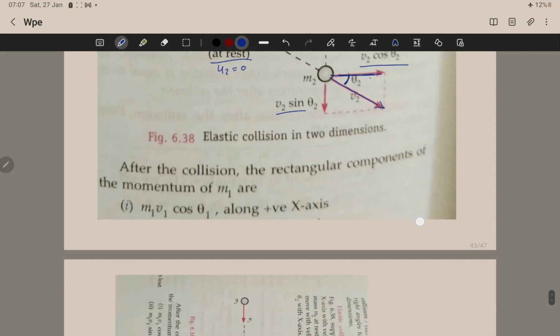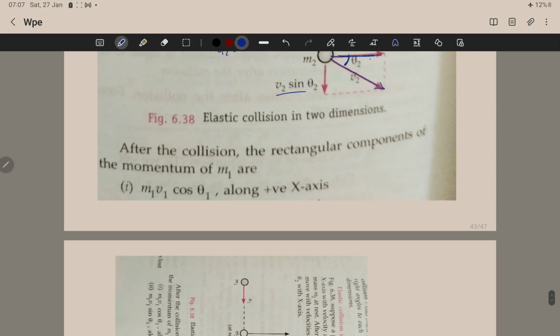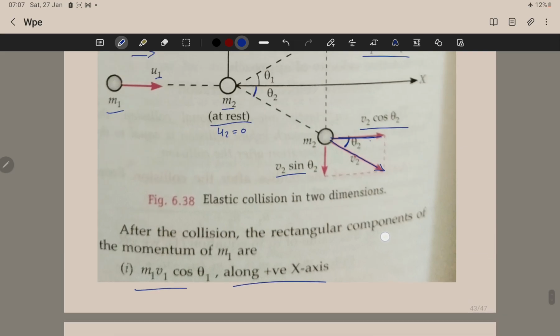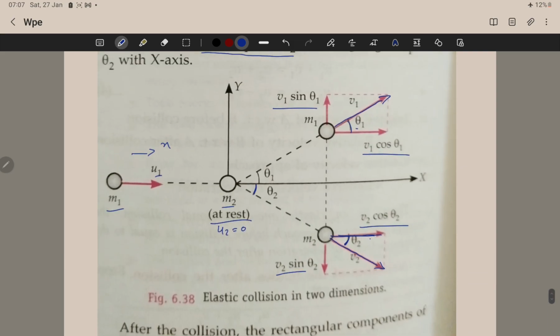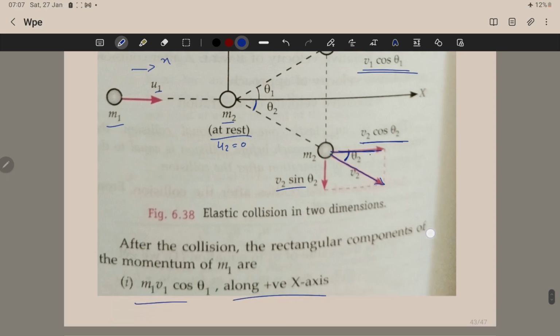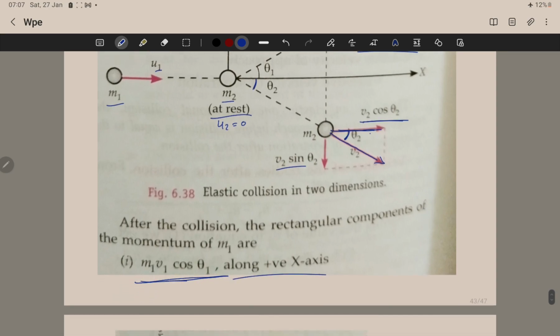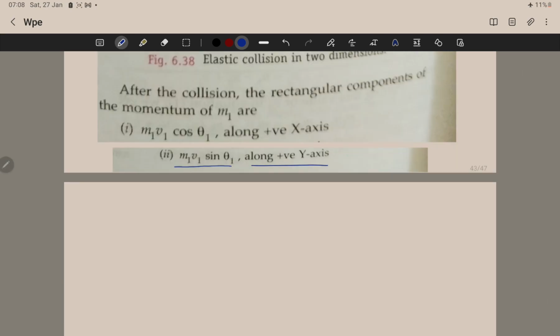Now after the collision, the rectangular components of the momentum of m1 are as follows. The component m1 v1 cos theta 1 is along the positive x-axis, and m1 v1 sin theta 1 is along the positive y-axis. So we are just separating which component of momentum is along which axis. These are the components of momentum.